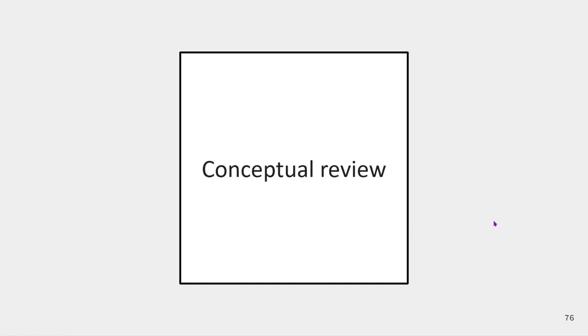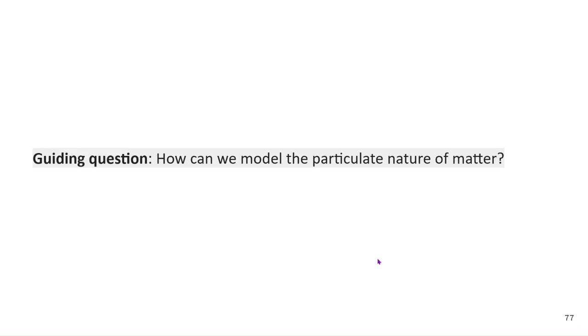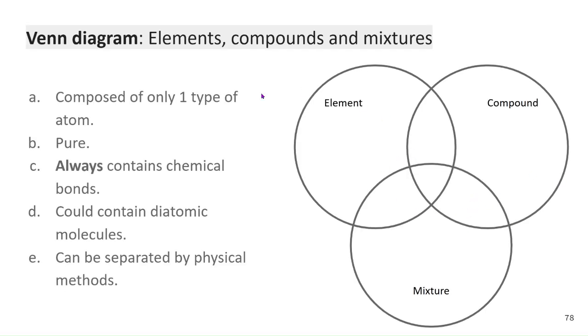So, we have reached the end of 1.1. Good job. We are going to do a little bit of review together. And then I'm going to have you create something to help yourself review the future. So remember, this is our guiding question. How do we model the particulate nature of matter? So we've seen a bunch of different representations of it. Those are all ways we can model it. But keep that in mind as we look at all of these things. These are all types of models that we can use.